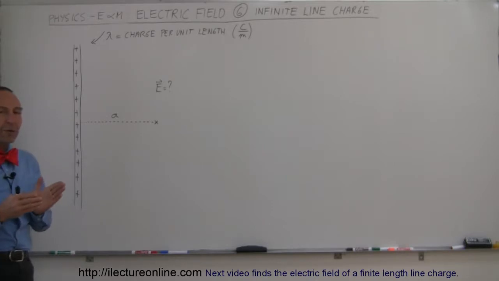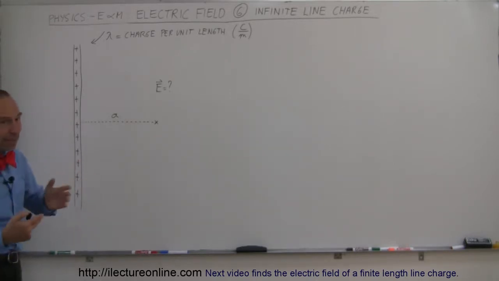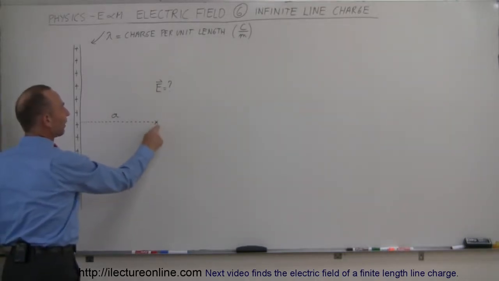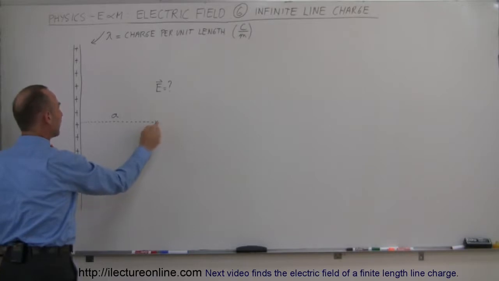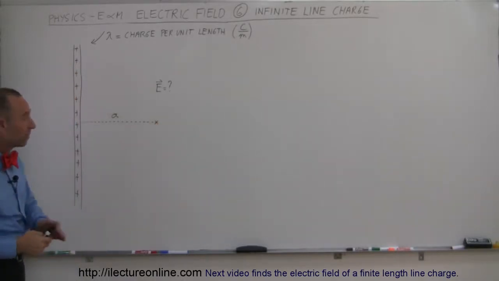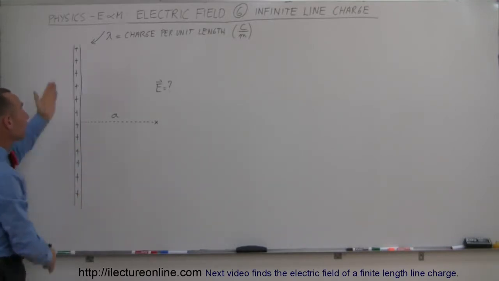But the reason why we want to do it like this is because even if it's not infinite, and of course it's not going to be in the real world, if the position of the point that we're interested in finding the electric field at is close enough to a long line of charge, the result that we get here is pretty close to what it would be if we assume that it's infinitely long.